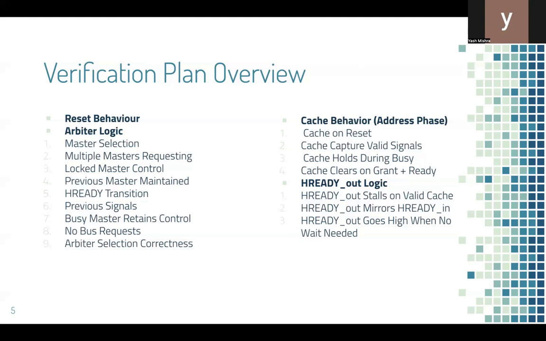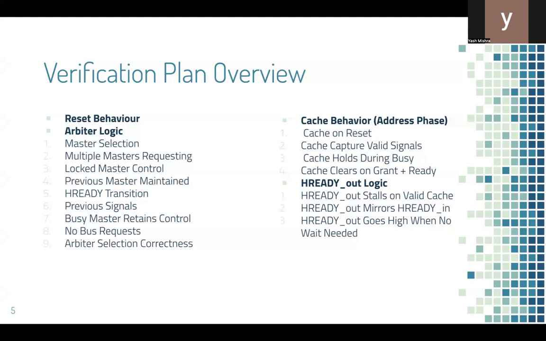No bus request. If every master is idle, then the arbiter just waits. This avoids noise or undefined control lines. And lastly, the correctness. We check that the ARB select always reflects the correct value of the master. This ensures that the MUX selects the right line to forward.